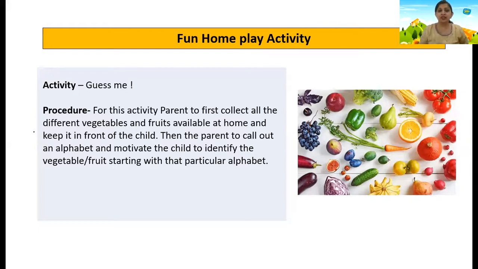So you have to keep it in front of you, and then they will call out an alphabet and you have to identify the vegetable or the fruit starting with that particular alphabet. Yes. So children, if they say A, you can say apple. Yes. Like this, you have to identify the fruits and vegetables starting with that particular alphabet. It's going to be so much fun, children. I'm sure you all are going to have lots of fun.